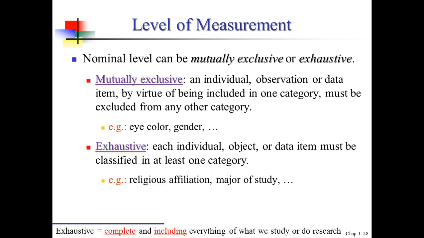Nominal level can be mutually exclusive or exhaustive. Mutually is similar to each other; exclusive means excluded, so excluded from each other; exhaustive means altogether. Mutually exclusive means that one data item, individual or observation, by virtue of being included in one category, must be excluded from any other categories. That's why if this item is included in one group, it must be excluded from the other groups. Only one group: one item goes into one class.